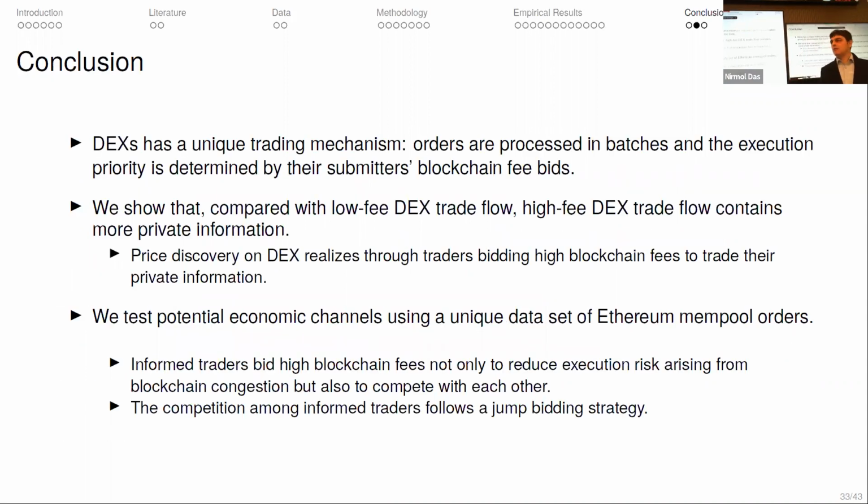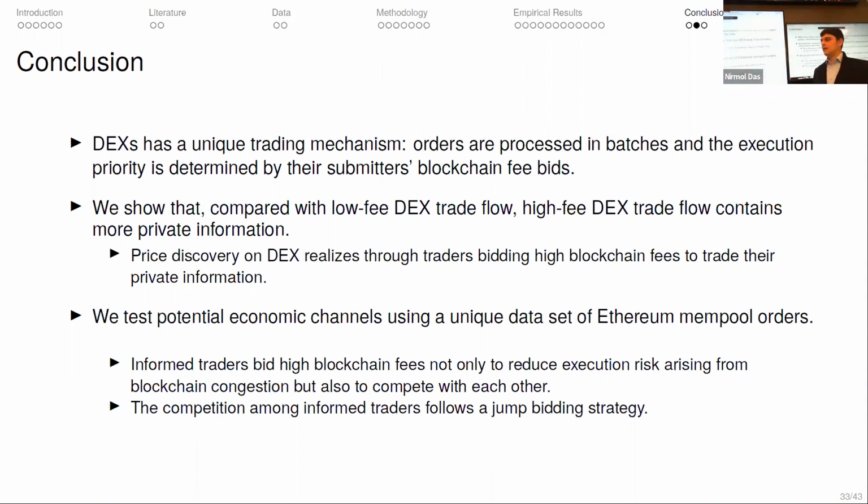Again, the point of this paper was to analyze how price discovery can occur in decentralized exchanges. The strategy that we've used is exactly to measure this information flow, this information content of transactions, using Hasbrouck's 1991 methodology. And the main point that we see is that price discovery is realized because traders are bidding high blockchain fees to signal or to exploit their short-lived private information. And in response to that, market makers are updating their quotes on the centralized exchanges.